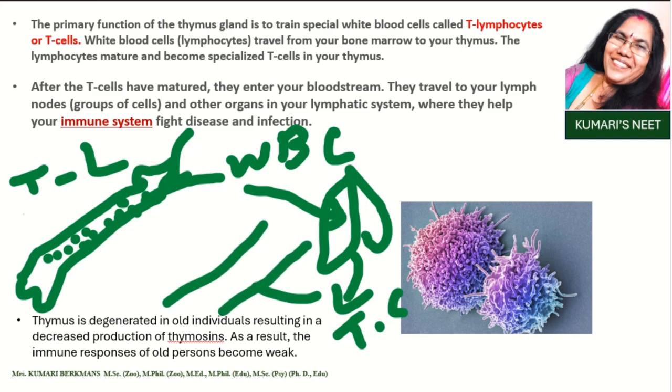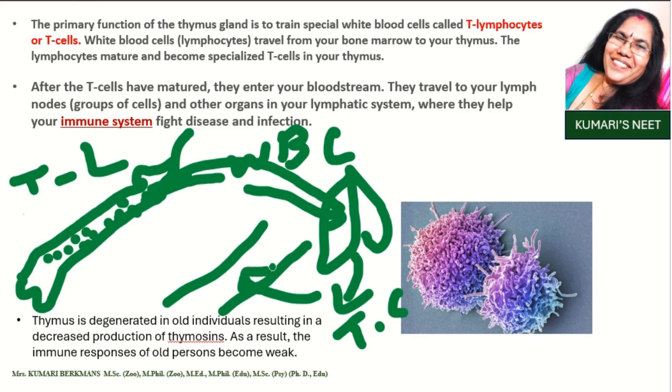Okay, so you got up to this point. Where are the white blood cells produced? In the bone marrow. From the bone marrow, these WBC cells enter into the thymus. There they mature and form the T lymphocytes or T cells. Okay, then they move to the bloodstream.